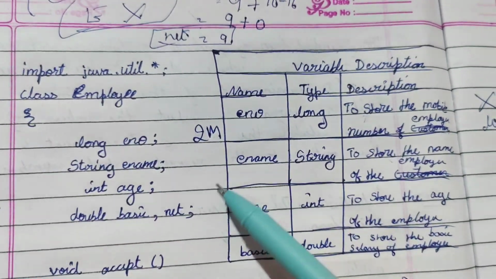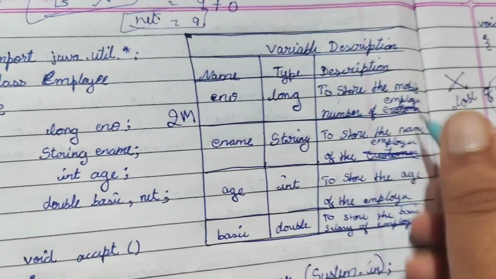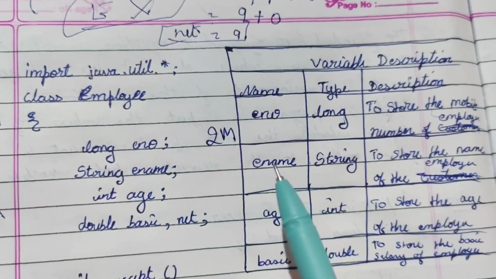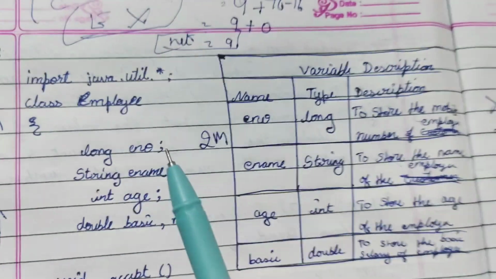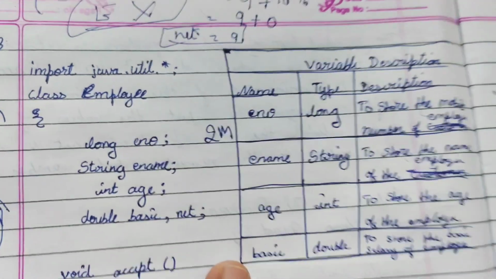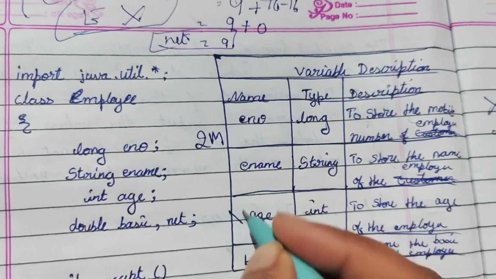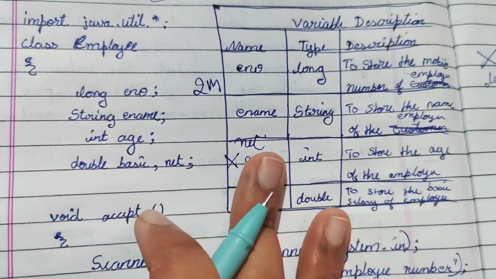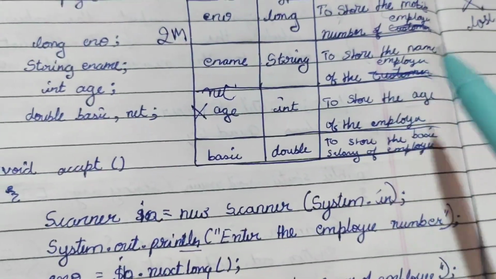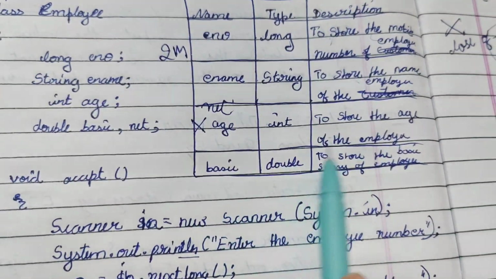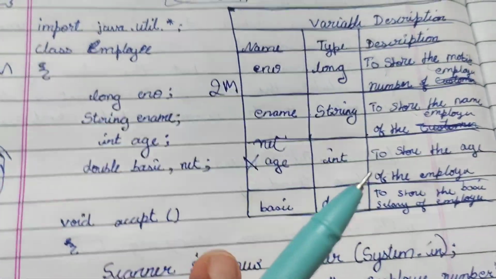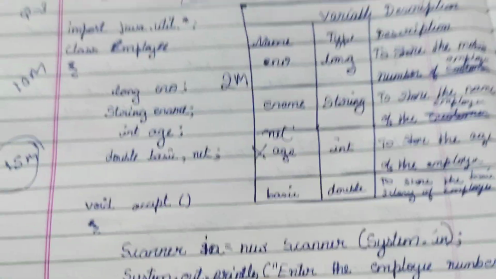employee. Then E name. Sorry, here it is not customer, it is employee. This was my mistake. Then E name, that means the employee name. And age, age is not necessary, but in place of age you mention net salary. It would be very safe if you mention net salary. Then basic, to store the basic salary of the employee. This was a very easy program. Let me show you.